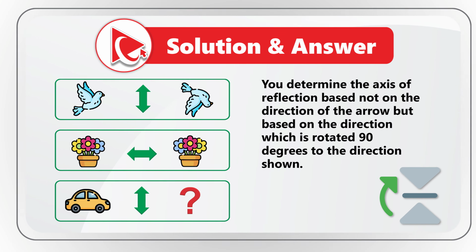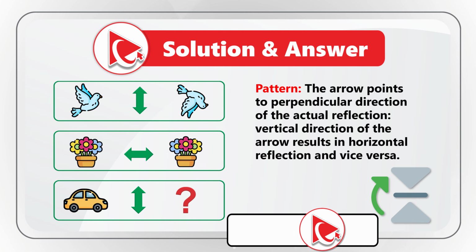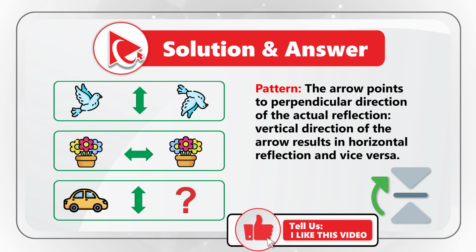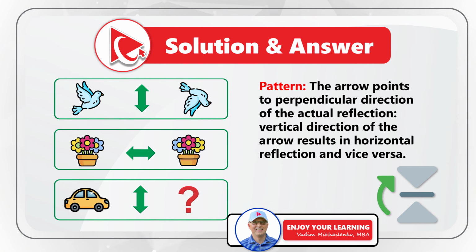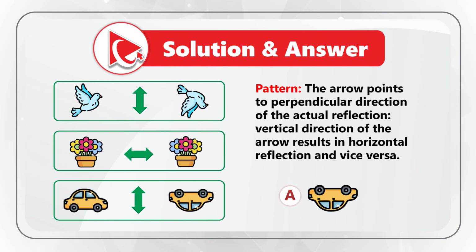So the pattern here is that the arrow points to the perpendicular direction of the actual reflection. For example, a vertical direction of the arrow results in a horizontal reflection and vice versa. Let's look at the third row to get to the correct answer. Because the arrow goes from top to bottom, we need to use horizontal reflection, which means that the correct answer here is choice A. Did you get to the same answer?